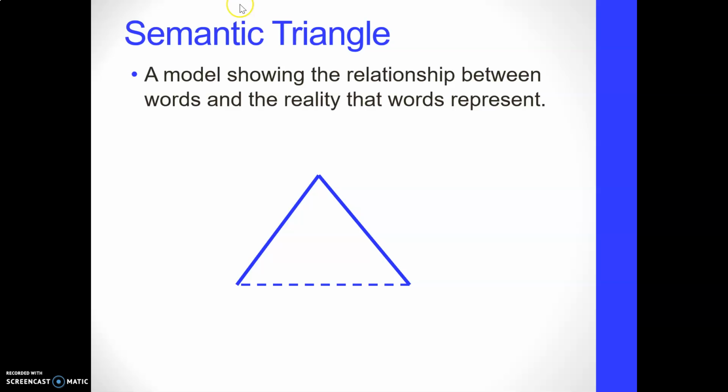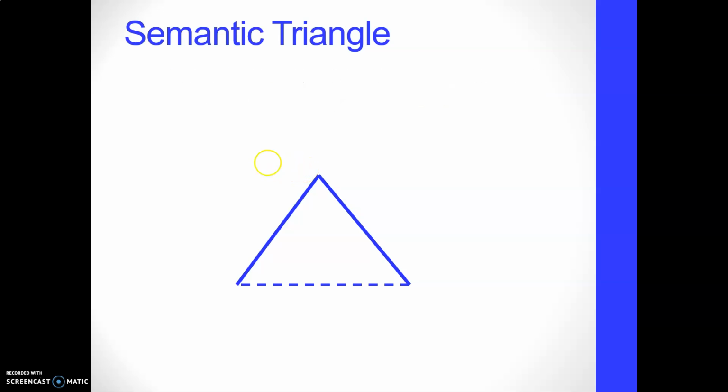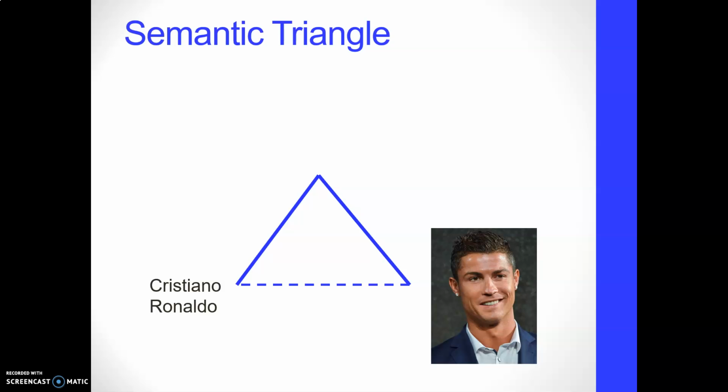And next, I'm going to talk about a model called the semantic triangle model. This model shows the relationship between words and the reality that the words represent. Let me give you a concrete example to illustrate this semantic triangle. Let's say I say the words Cristiano Ronaldo. This is the symbol, right? This is the word. I use this symbol and this word to represent a really well-known soccer player, number 7 in Juventus. So this is a real person or object in reality.